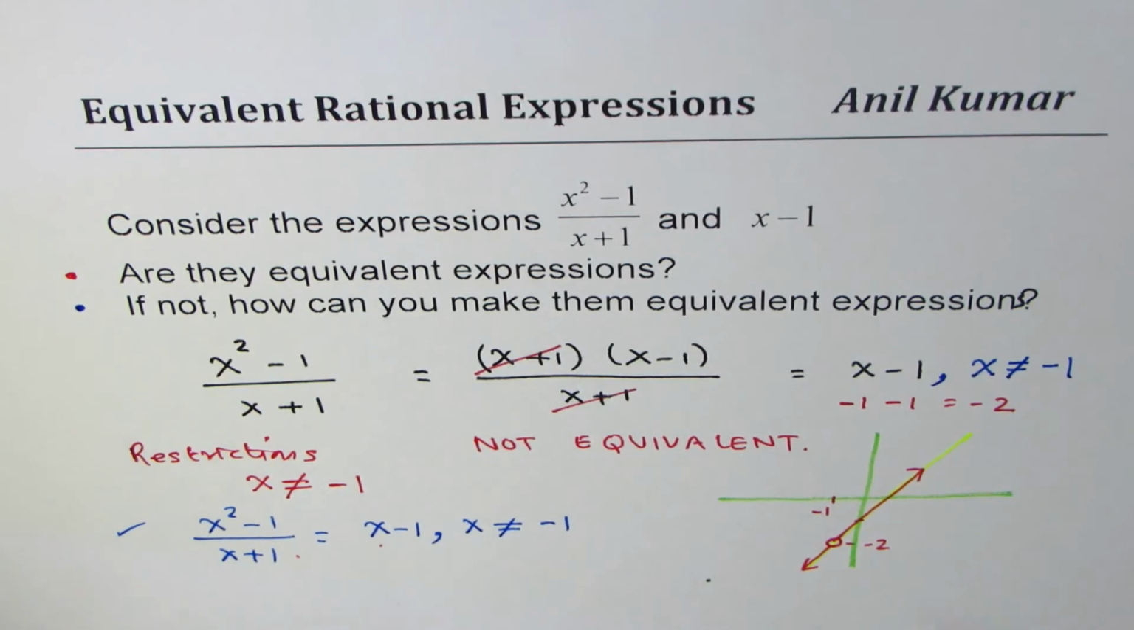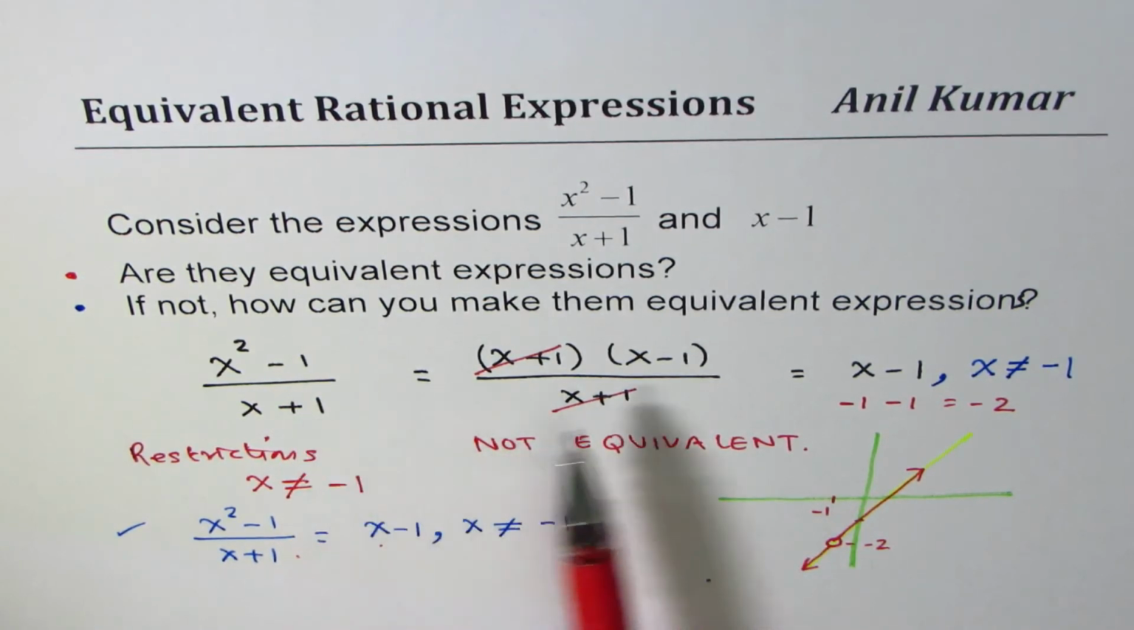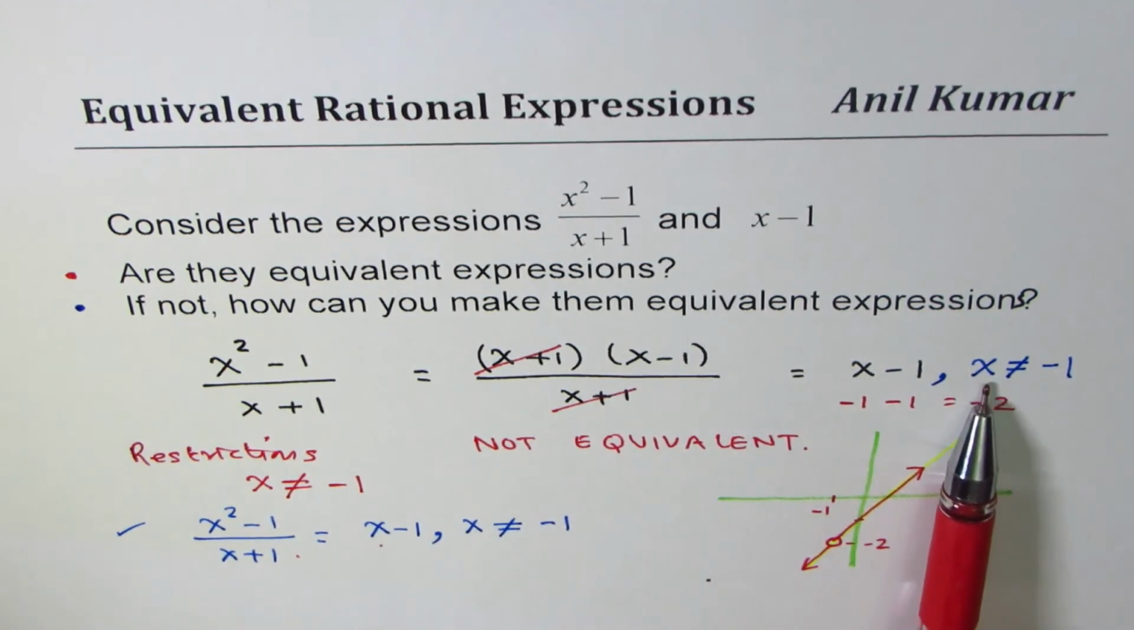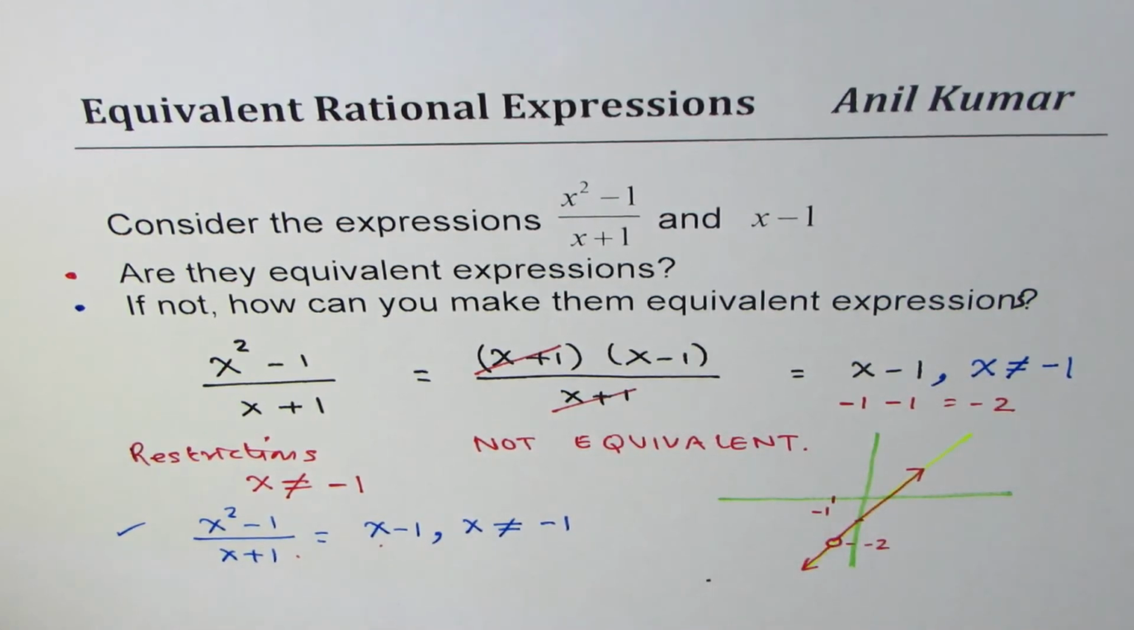So remember, whenever you're simplifying rational expressions, take care of the restrictions and place them on the side if you really want to make them equivalent, else your answer could be wrong at times.